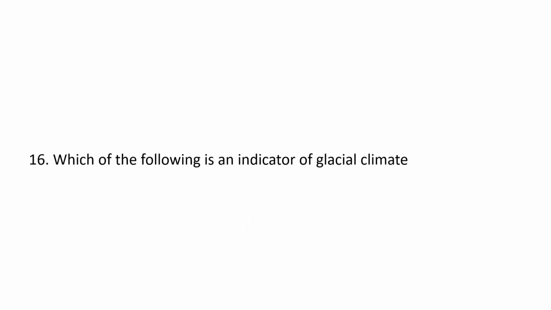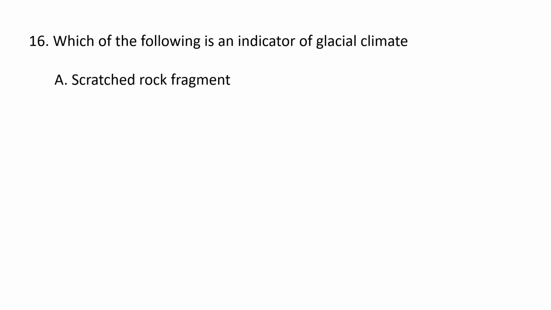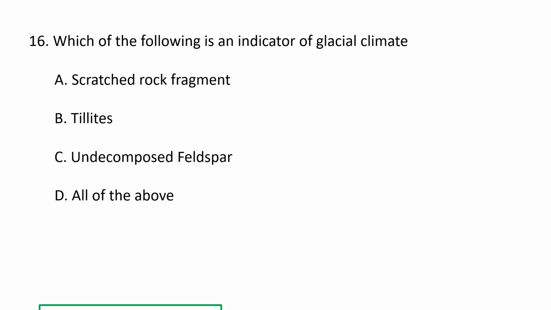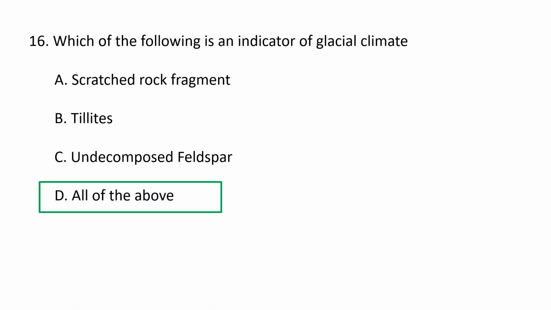Next question. Which of the following is an indicator of glacial climate? A. Scratched rock fragment, B. Tillites, C. Undecomposed feldspar, D. All of the above. So scratched rock fragments, tillites, and undecomposed feldspars are all very good indicators of glacial climate. So D is the correct option.